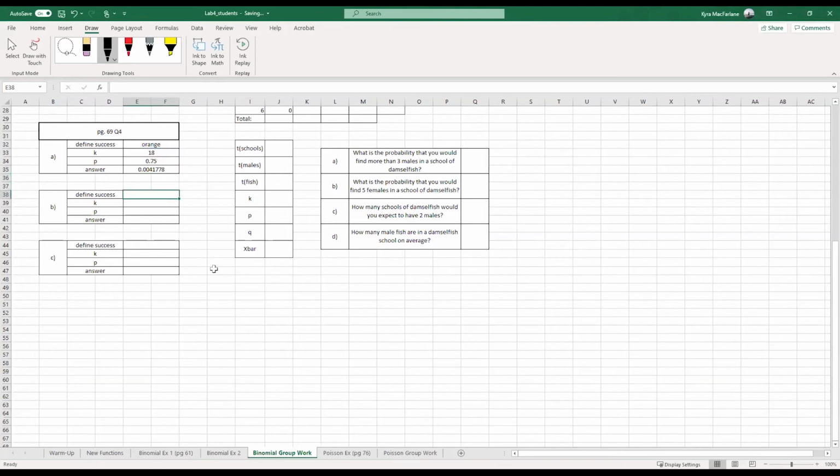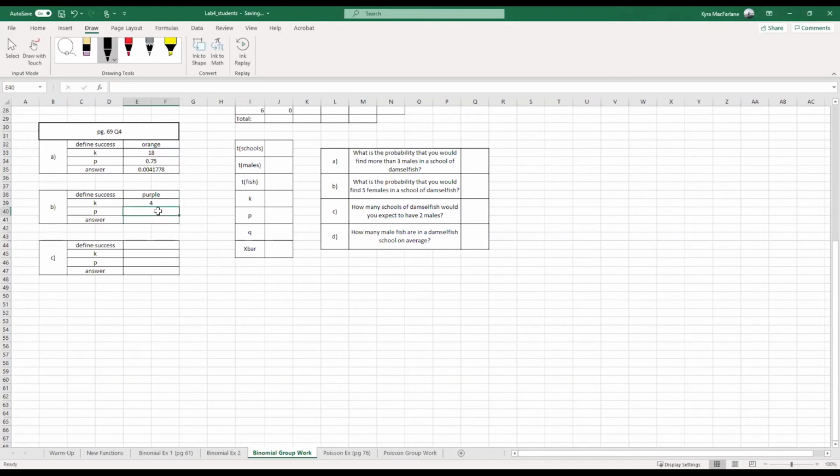For B, we're saying what's the probability of getting all purple starfish in a sample of 4? Well, we have a couple of options here. We can keep orange as our success, or we can switch it to purple. Since the question is asking about purple, it does seem to make a little more sense to switch it. In this case, we have 4 trials.